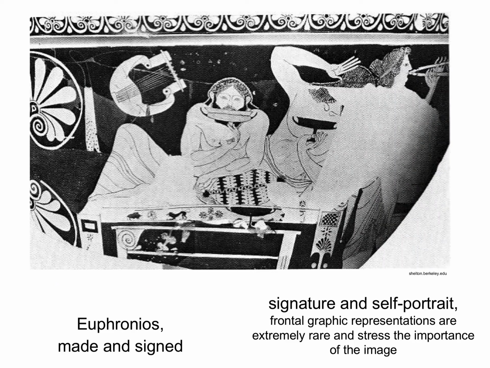Here we have an example by another potter working in the red figure style a bit later, Euphronios, and he made and signed this pot, and it is also embedded with his self-portrait. You can see that the self-portrait is in a frontal graphic representation, which is extremely rare in Greek Attic pottery. So it stresses the importance of that image, the fact that the maker and painter of these objects represented himself in a self-portrait with his signature, and he shows himself frontally.